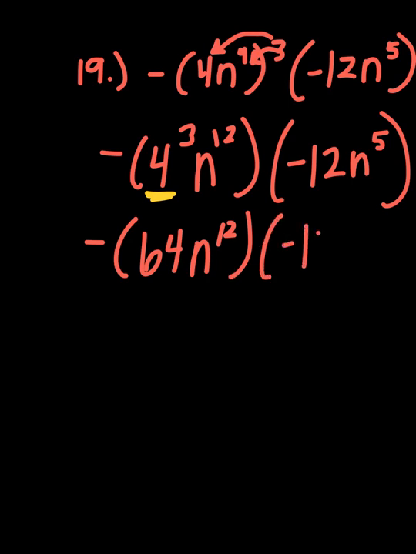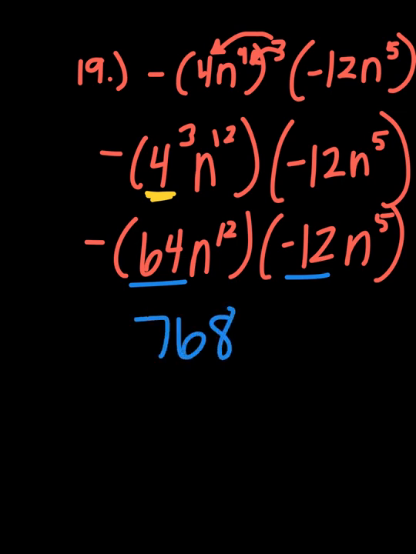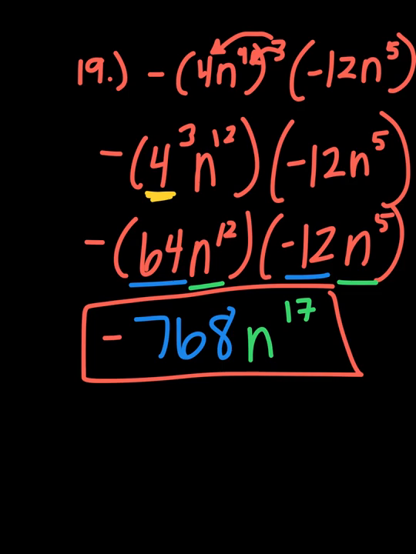And so from here, I'm going to multiply my coefficients, so 64 and negative 12. That gives me 768. And add my exponents because I'm multiplying like bases. That gives me n to the 17th. And I have to keep the negative out in front, telling me that my whole final answer is negative. Negative 768 n to the 17th.